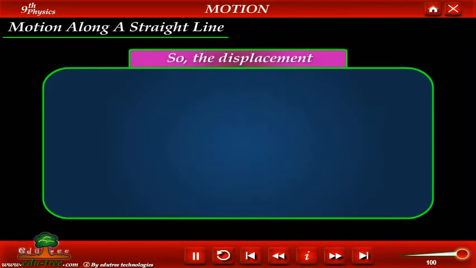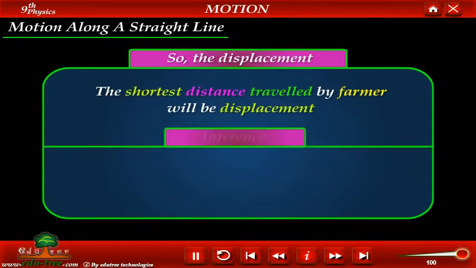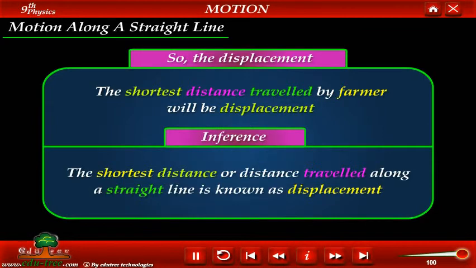So, the displacement. The shortest distance traveled by the farmer will be displacement. Inference. The shortest distance, or distance traveled along a straight line, is known as displacement.